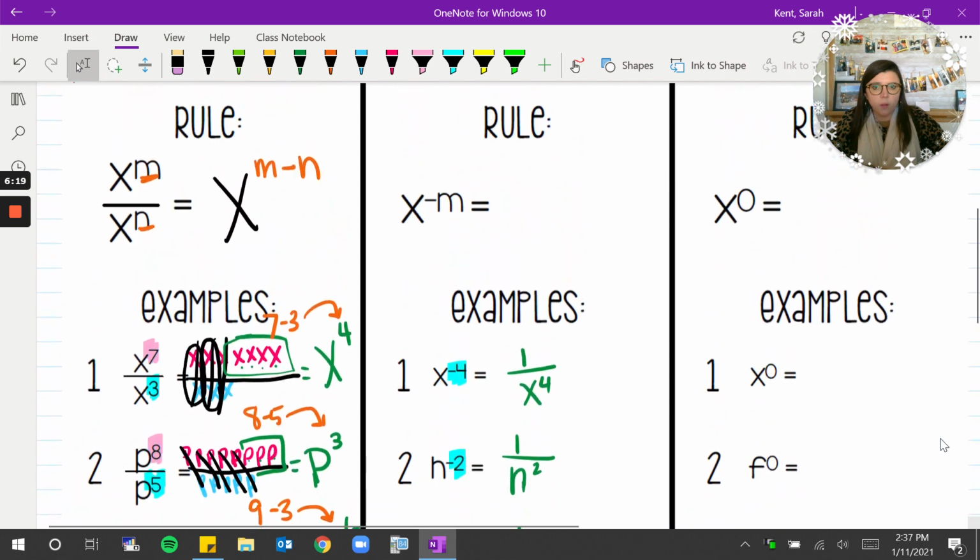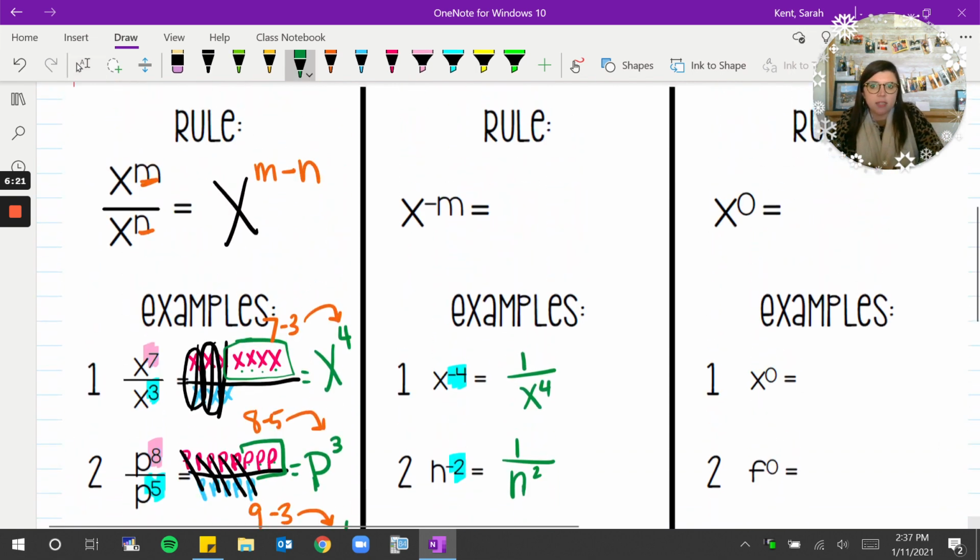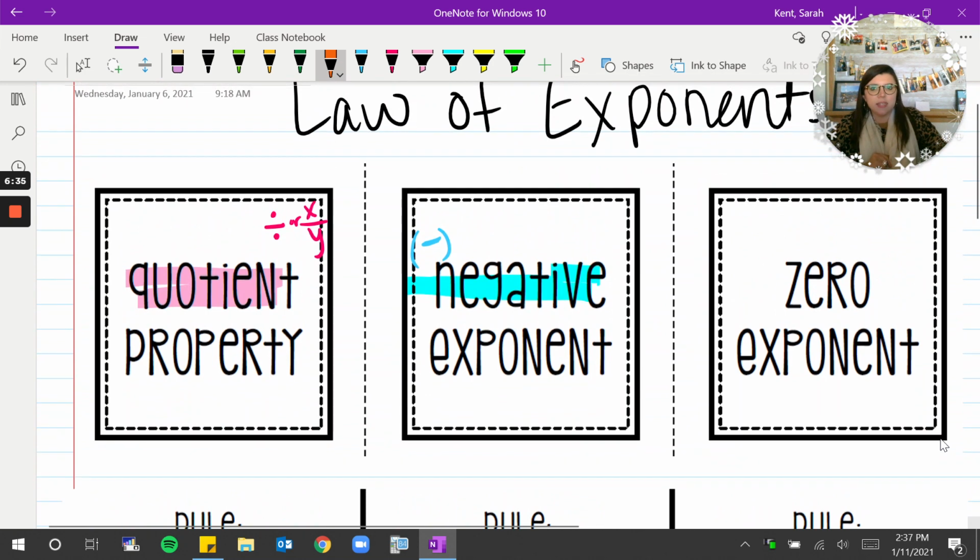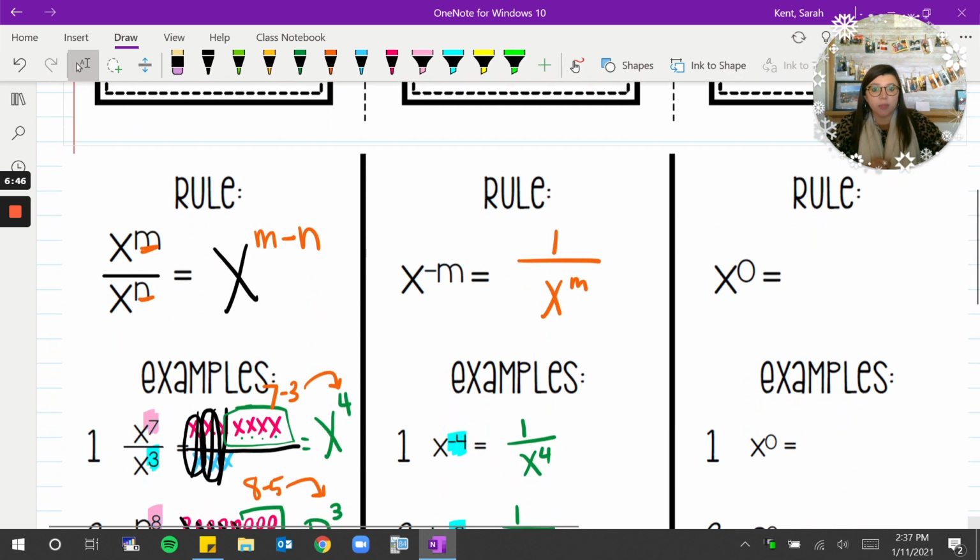So our rule, if we have x to the negative m, is we'll make it a fraction: 1 over x to the power of m. Now this last rule is the easiest rule. It is the 0 exponent. Anytime you have an exponent of 0, your answer is simply 1. Every time.